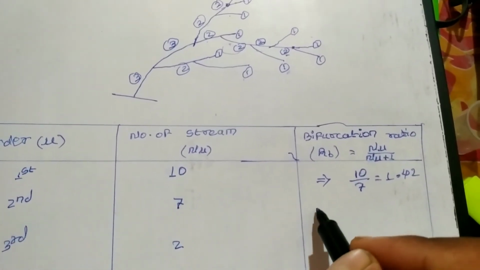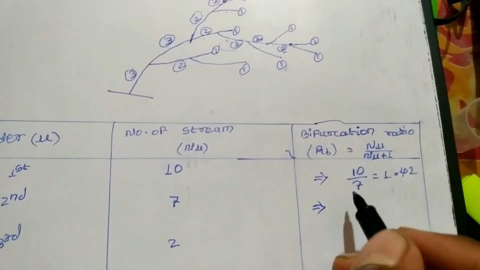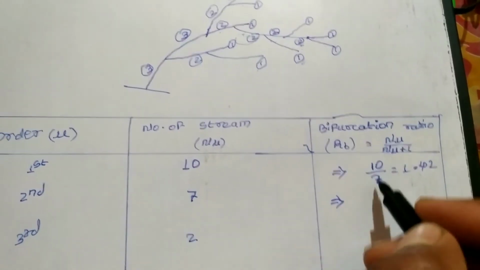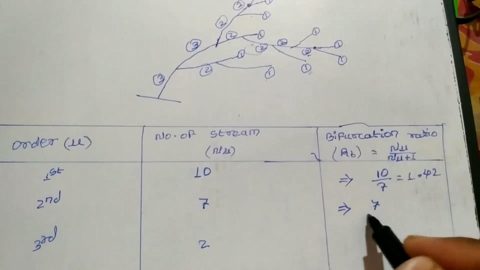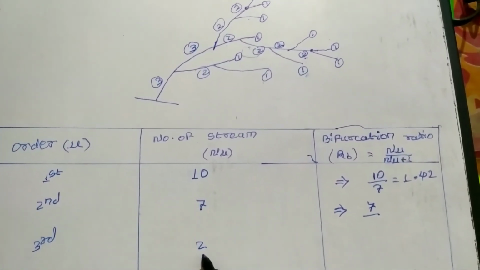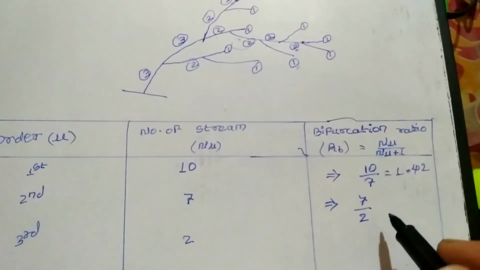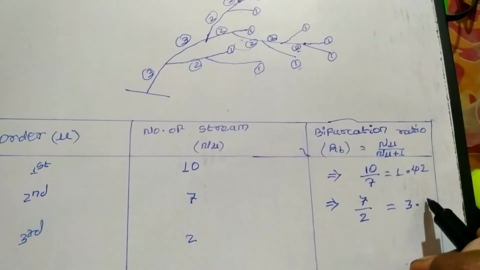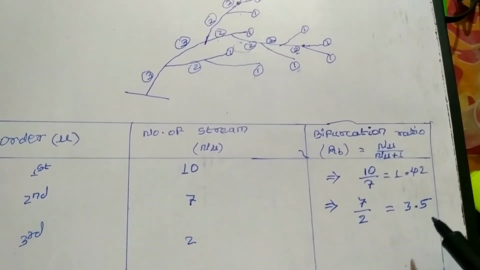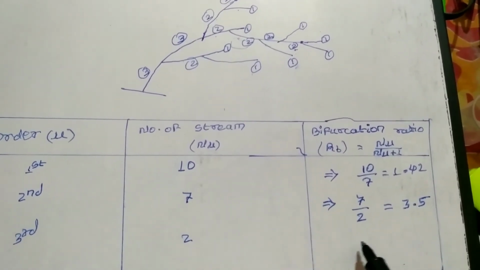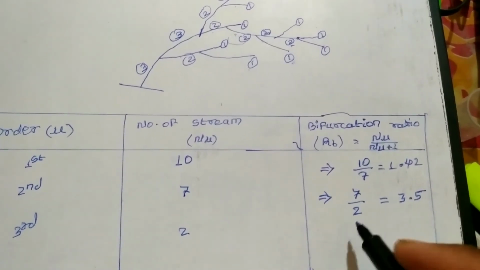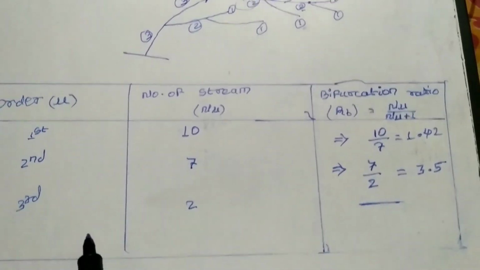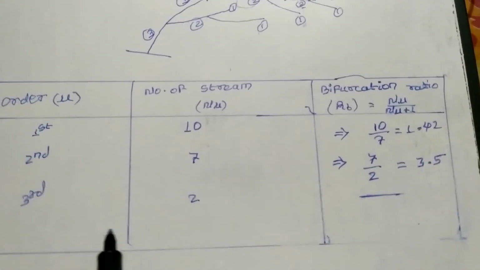Then if we have to calculate the bifurcation ratio for second order, what do we do? We do 7 by 2. This is 7 divided by 2, so it becomes 3.5. And for third order streams we can't calculate the bifurcation ratio because there is no fourth order stream present.